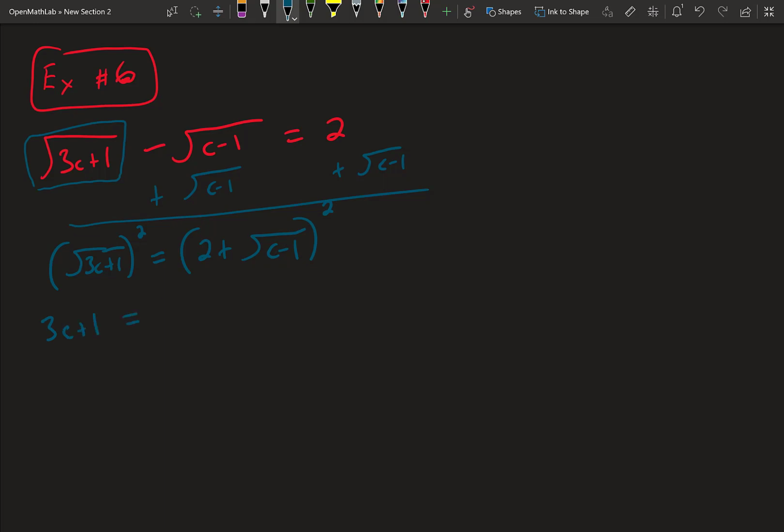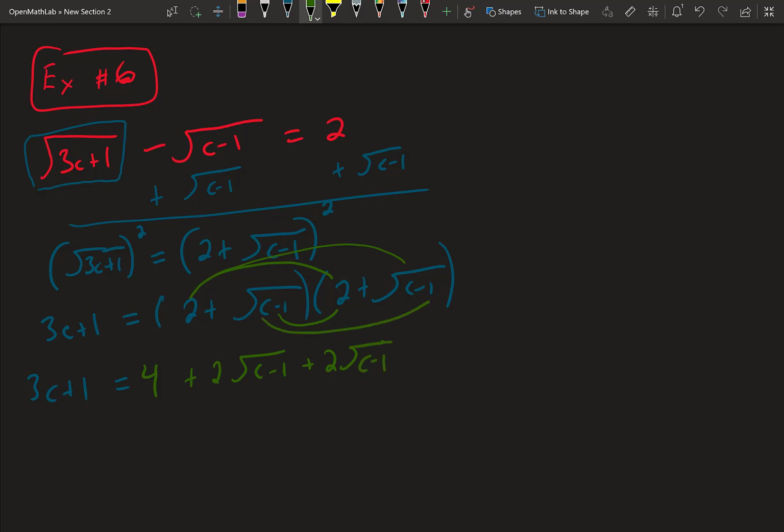And then on the right-hand side, this is 2 plus the square root of c minus 1 times 2 plus the square root of c minus 1. Right, so I need to FOIL this. If I take 2 times 2, that gives me just 4. And then 2 times the square root of c minus 1 would be plus 2 times the square root of c minus 1. And then when I multiply these together, I get the same thing, plus 2 times the square root of c minus 1. And then multiply these two, the last, that would essentially be radical c minus 1 quantity squared, right?